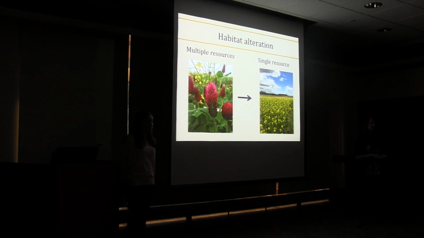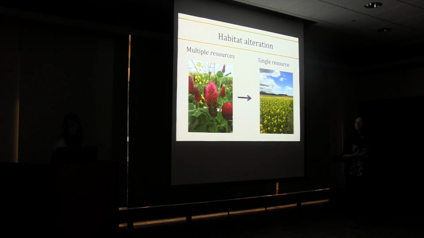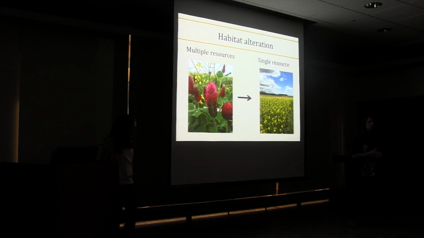But because of human activity, primarily in the form of habitat alteration, we're seeing landscapes where we would normally have these meadows, where you have a variety of resources and flowers, being changed into something that's more of a monoculture or an agricultural type system, where they have a single resource that's available at one point in the season.